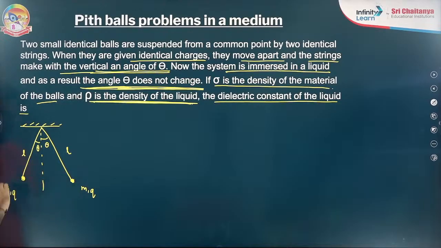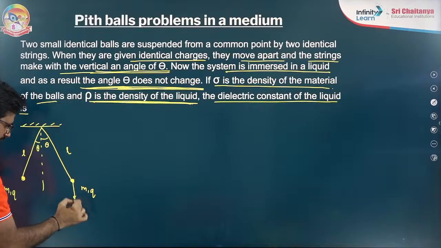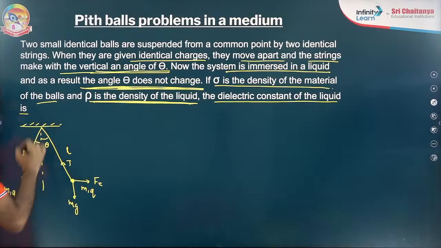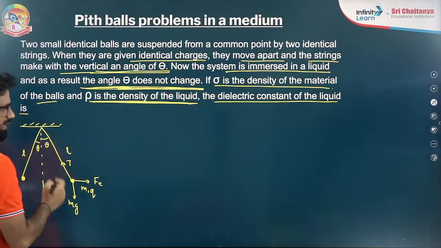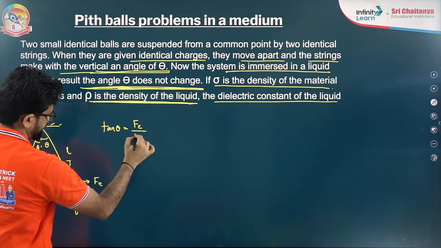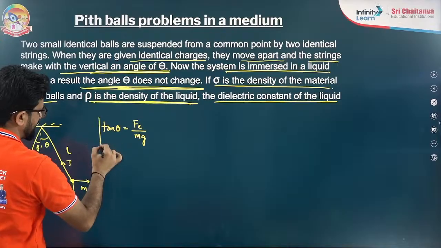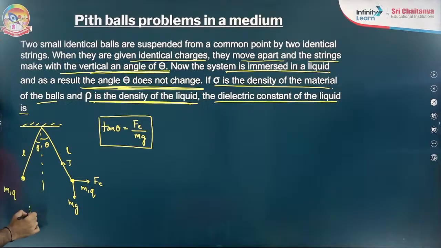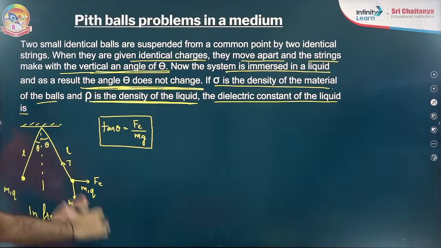This is a very simple thing. Now we have to understand what forces are acting here. Downward force would be mg. Outward force would be Fe. And this force is tension. In the previous slide, we have seen that tan theta is equal to Fe by mg. This is in the very first case. I am taking it in free space. No medium. So tan theta is equal to Fe by mg.